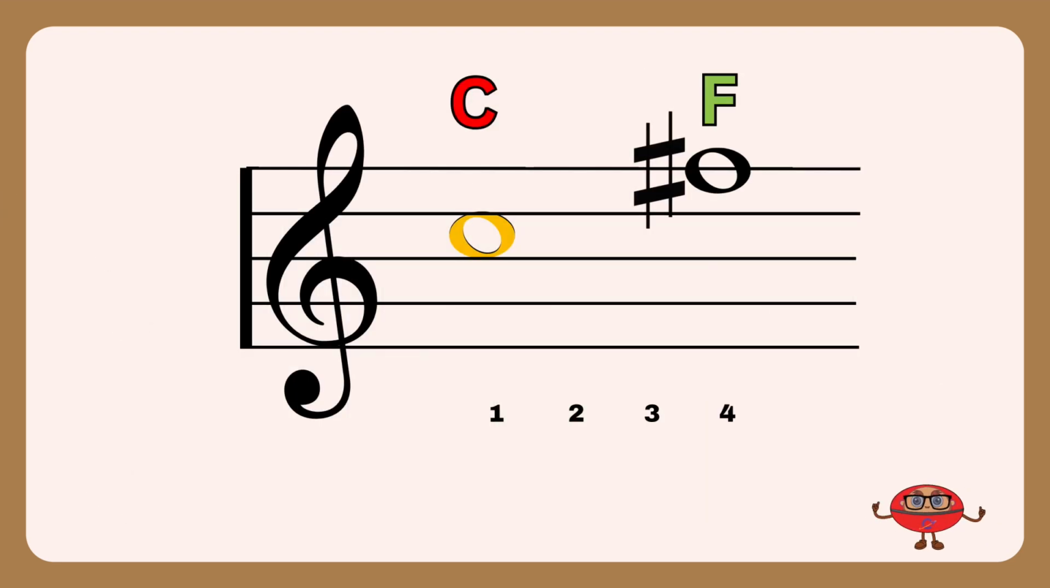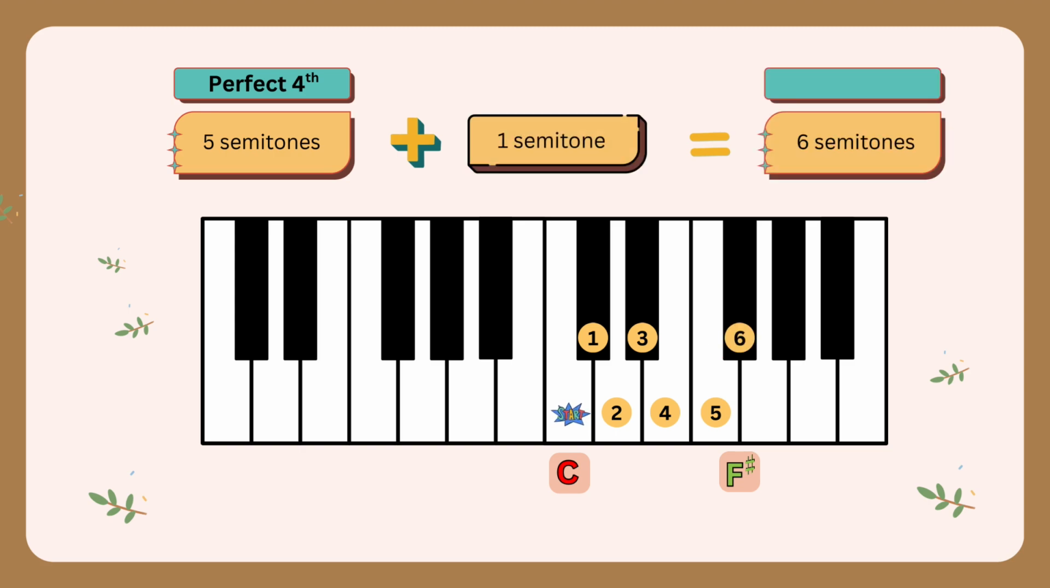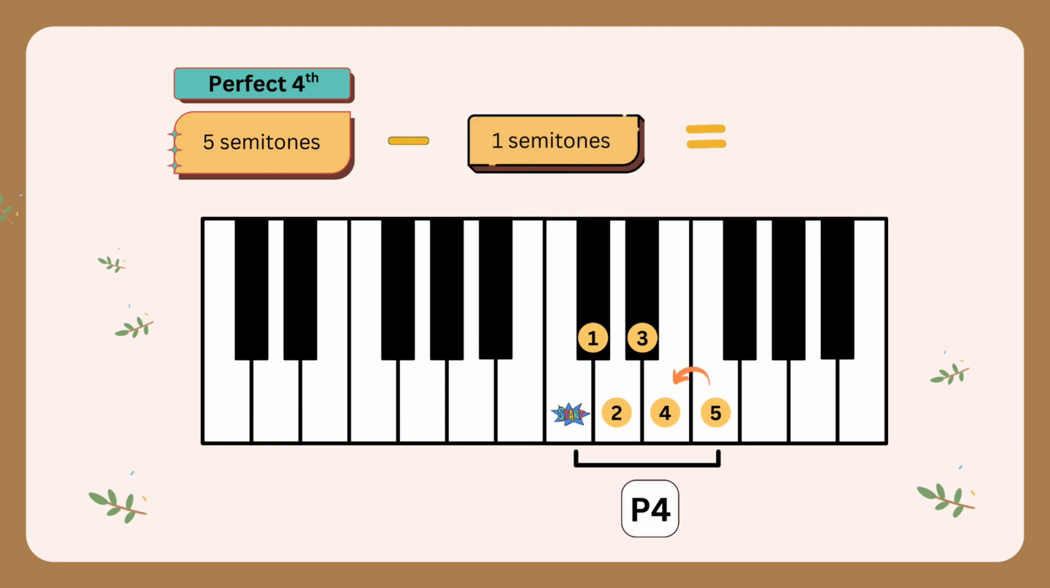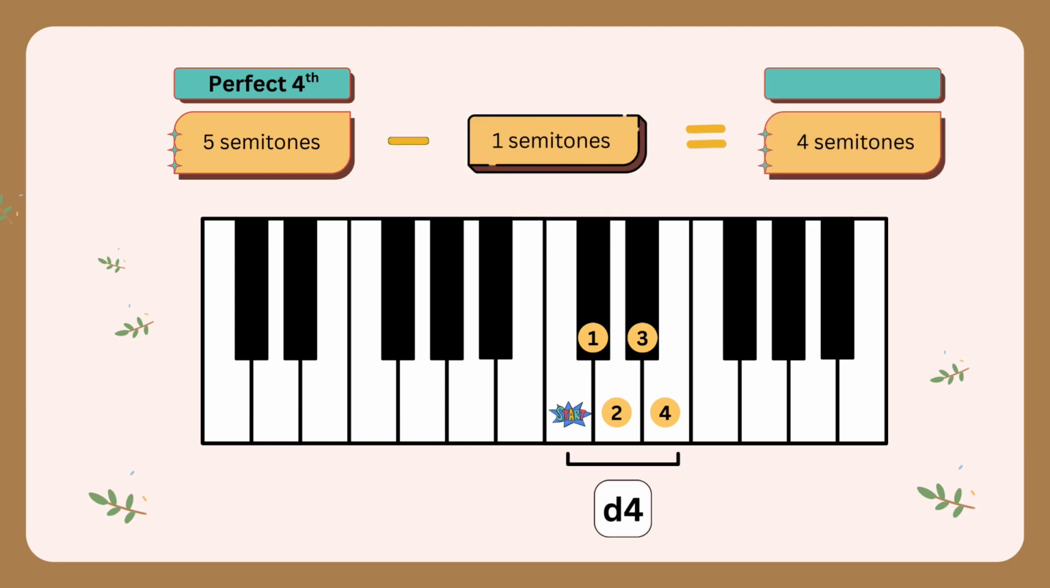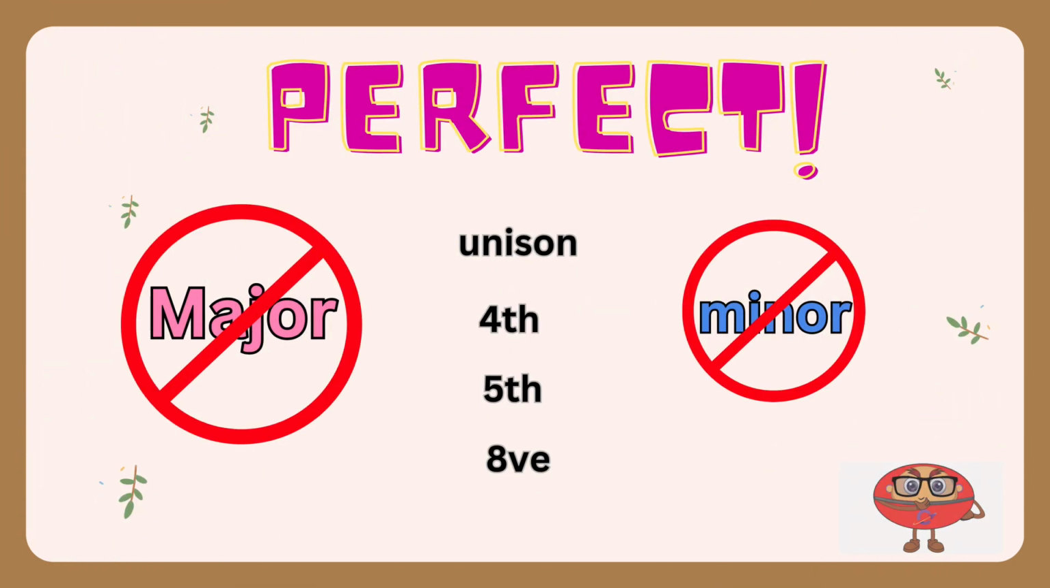Now, let's see what happens when we adjust that by a semitone. Perfect fourth plus 1 semitone makes 6 semitones. This becomes an augmented fourth. Perfect fourth minus 1 semitone makes 4 semitones. This becomes a diminished fourth. Oh yes! Remember that there's no major and minor in perfect interval.